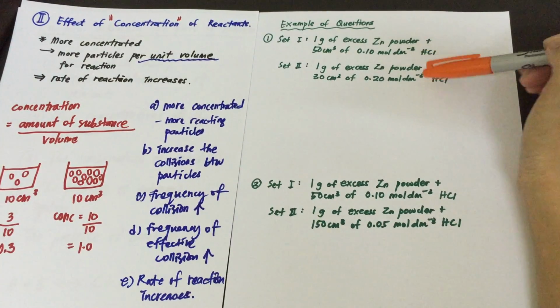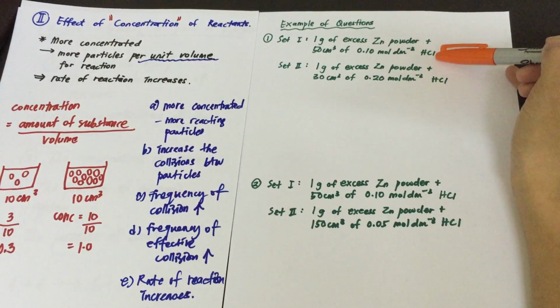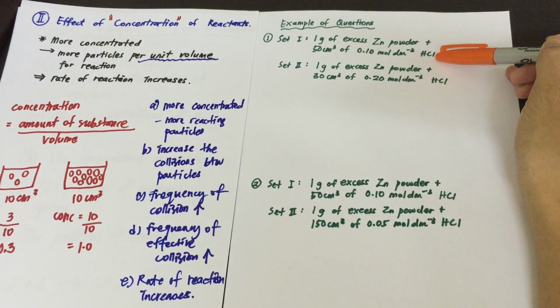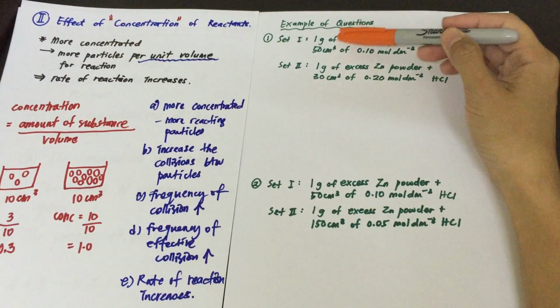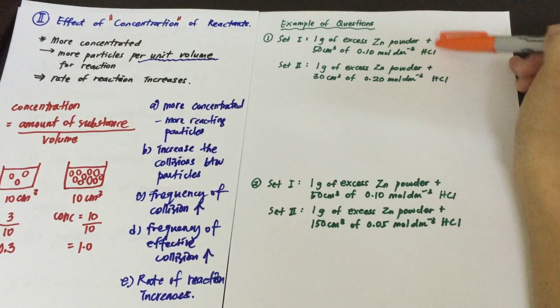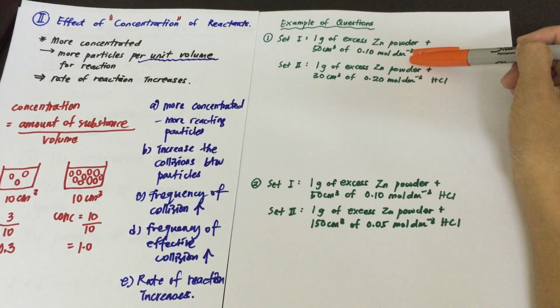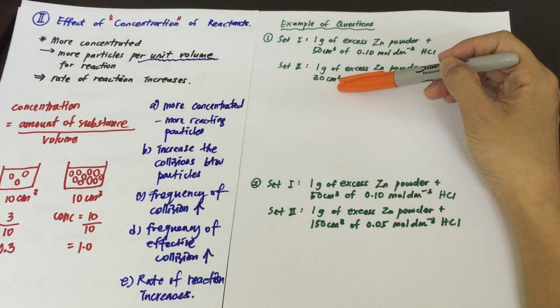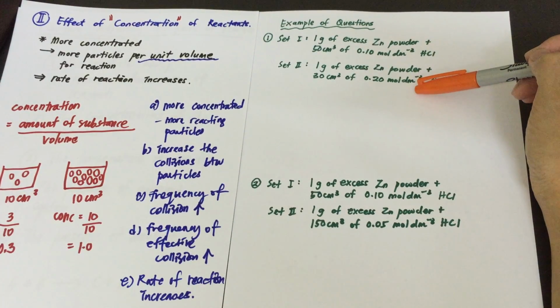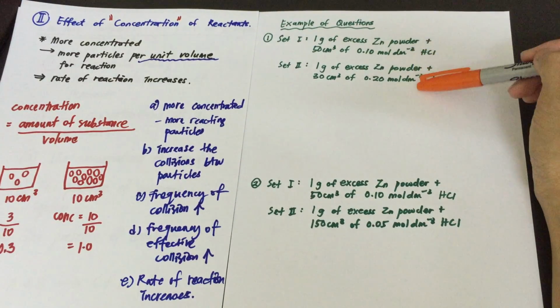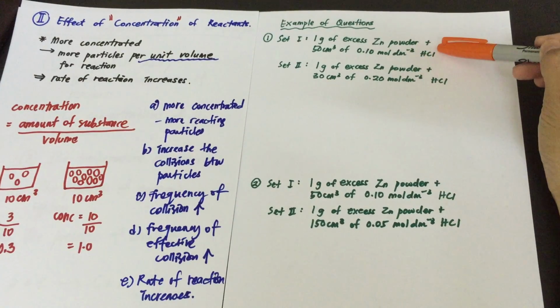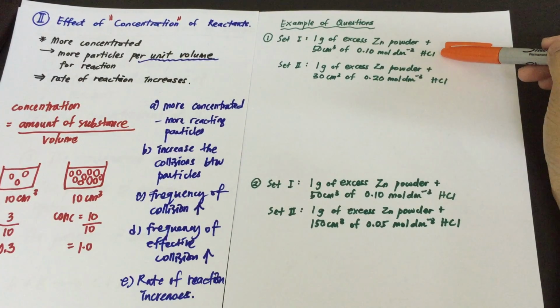Okay, so by looking at the second reactant, the hydrochloric acid, the conditions are different because the first set is using 50 centimeter cube and 0.1 mole per decimeter cube, while the second set is using 30 centimeter cube and 0.2 mole per decimeter cube. So very obvious, the HCl solution or the hydrochloric acid solution is the one which affects the rate of reaction.